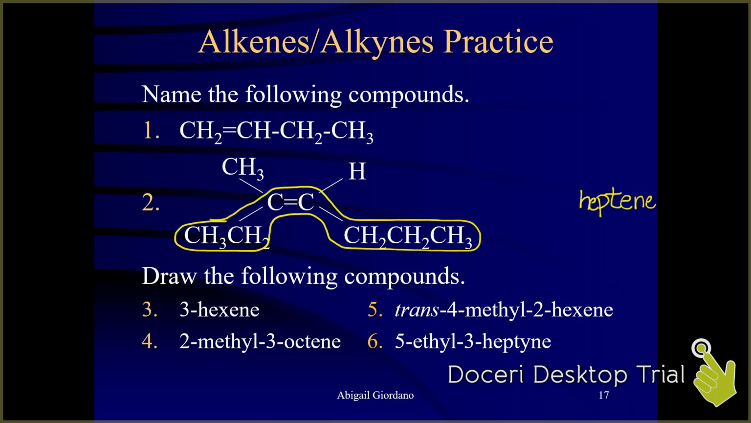So let's decide, do we want to number this chain from left to right or right to left? Which direction is going to give us the lower number for where that double bond is? And it looks to me like it makes more sense to number from left to right. So I'm going to call that carbon 1, 2, 3, 4, 5, 6, and 7. So where is that double bond? It is on carbon number 3.